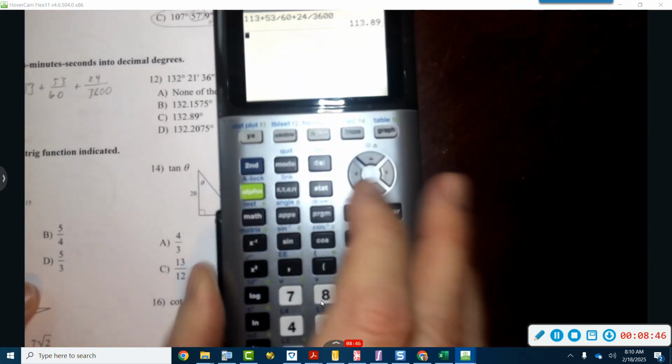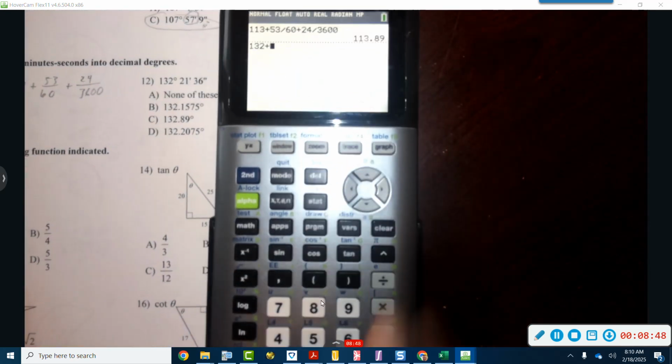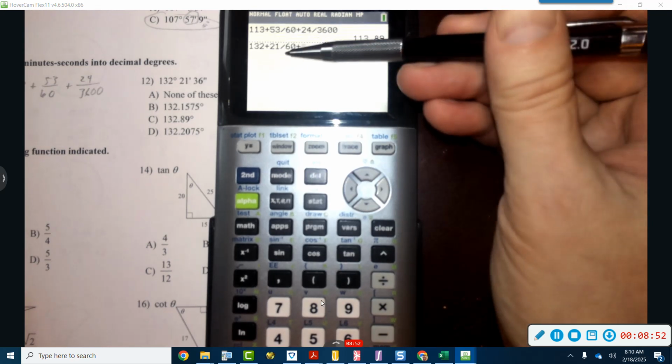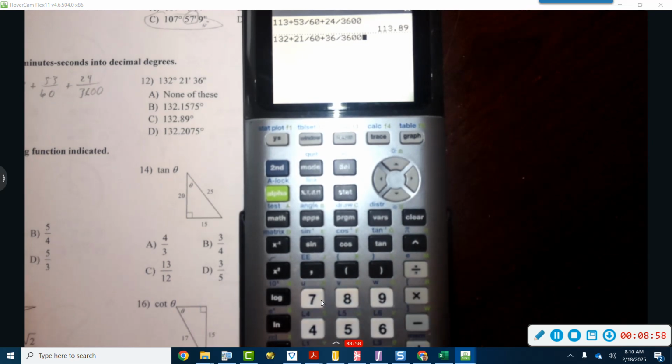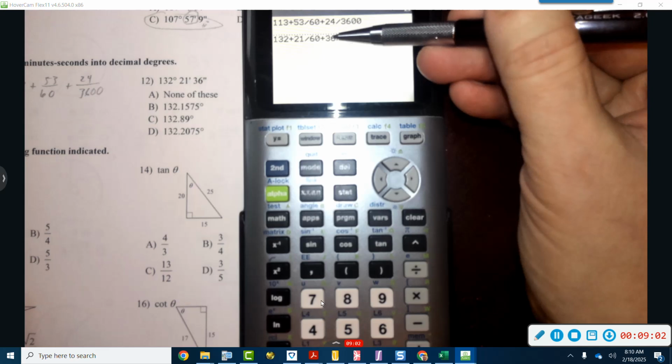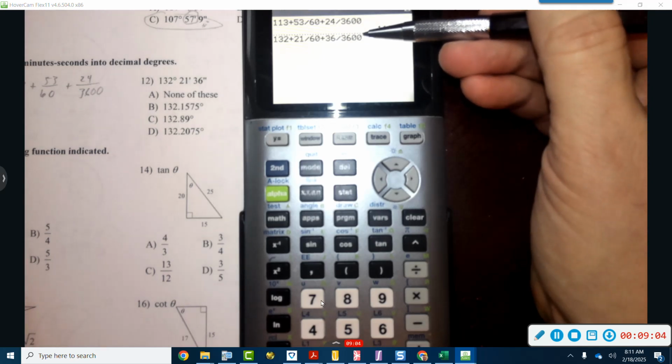So we're going to do the same thing here, plus 21 divided by 60. Notice I don't have to do any parentheses because the order of operations is going to do the division for me. Just make sure that you don't divide the 36 by 60. It's just the way that all of this works, and this is a none of these.